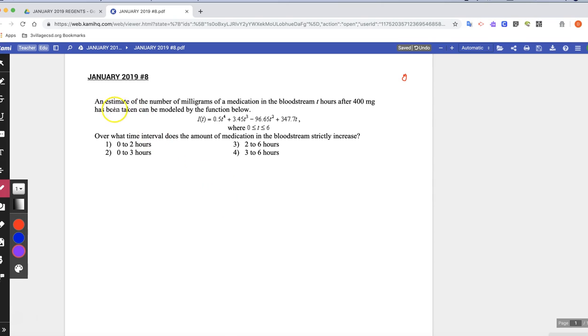On this question, we have an estimate of the number of milligrams of a medication in the bloodstream T hours after 400 milligrams has been taken can be modeled by the function below. And we see the given equation. The other thing to note here is the interval is from 0 to 6. Then we are asked, over what time interval does the amount of medication in the bloodstream strictly increase?